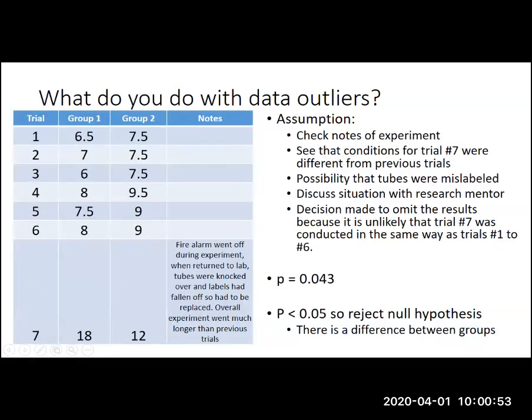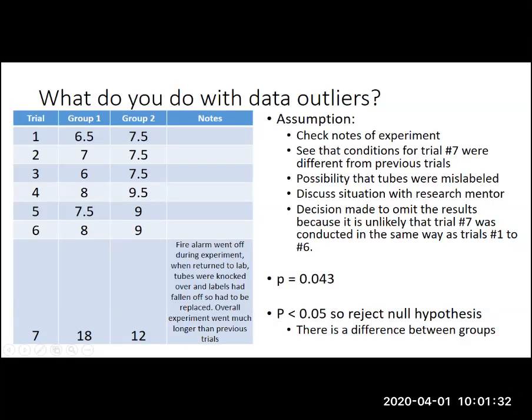Discuss it with your research mentor, and the decision was made jointly that we could omit the results because it's unlikely that trial number 7 was conducted in the same way as trials number 1 through 6. So we might be able to strike it, or it might just be that, okay, we're going to completely redo trial number 7, so we get 7 trials. But we have a reason, and we've discussed that reason with somebody else. So we've eliminated any potential bias, hopefully, by doing this. If we're biased and the mentor is biased, we need to have a conscious decision about whether or not it's okay to strike this data or to repeat this experiment.